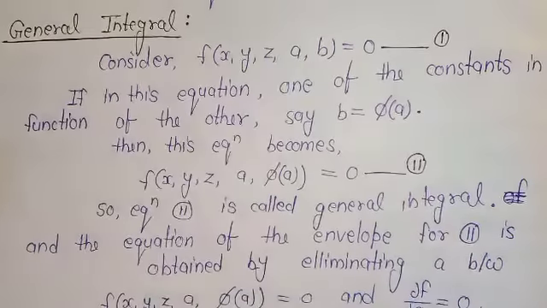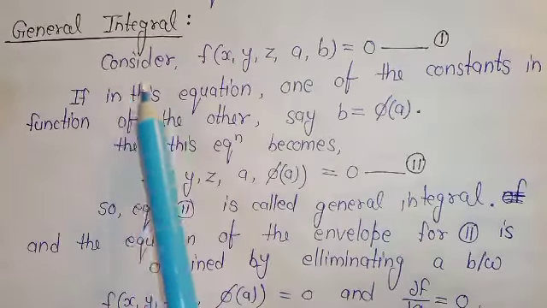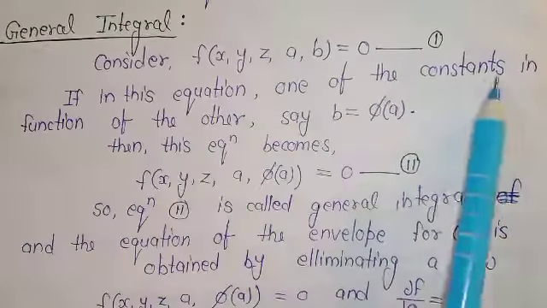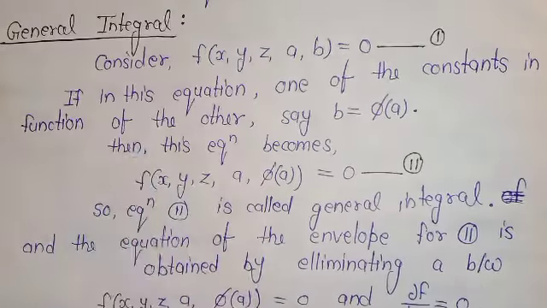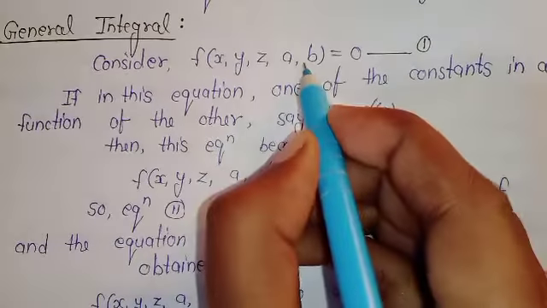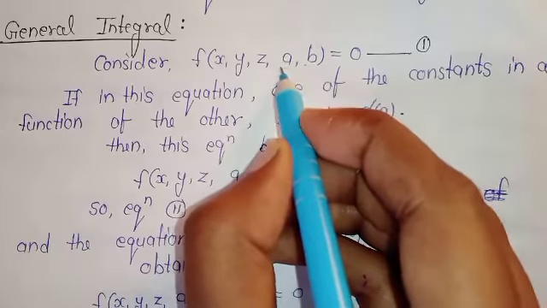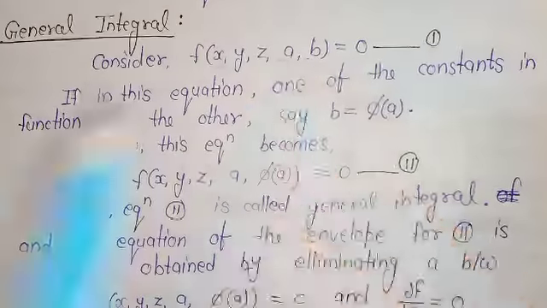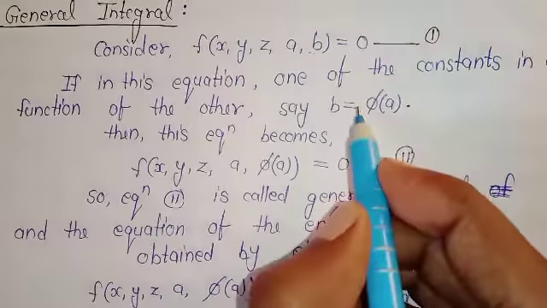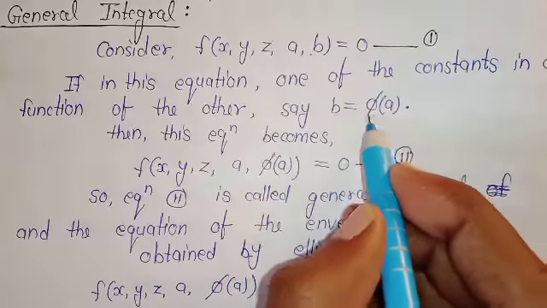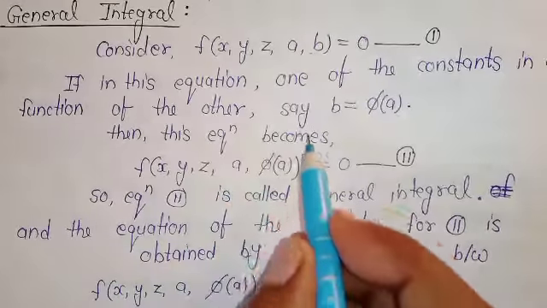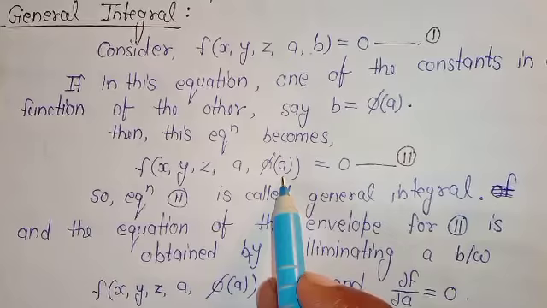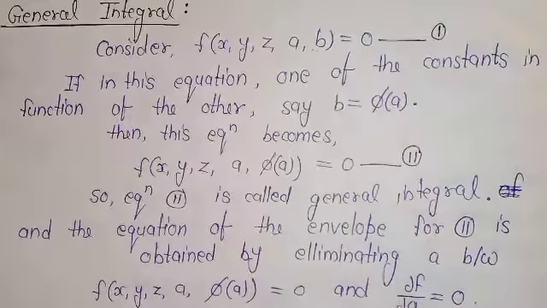So now we will discuss the last integral, that is called the general integral. In this integral we have been given an equation of this form. If in this equation one of the constants is a function, simply understand that we take the second arbitrary constant as a function of the first arbitrary constant. That is, we try to write the solution in terms of only one arbitrary constant. So we take b as a function of a, that is, b is some function of a. In this case our equation takes the form f of x, y, z, a, and b is replaced by some function of a. So this must be the general integral.